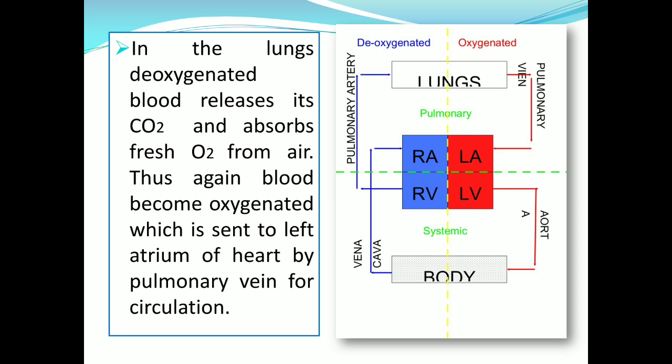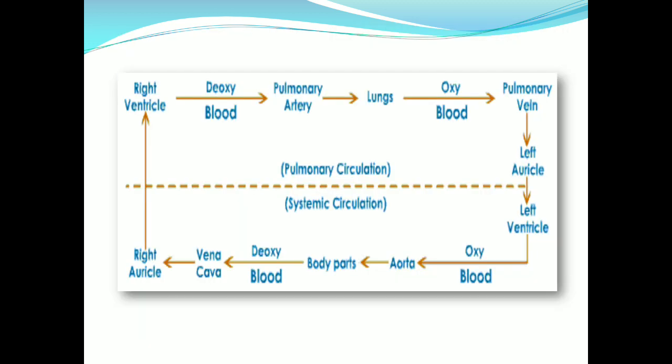You may see in the given diagram how circulation of blood takes place. The left side of the heart carries oxygenated blood, whereas the right side of the heart carries deoxygenated blood. This flow chart clearly shows the path of circulation of blood.